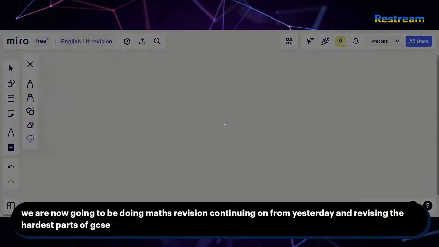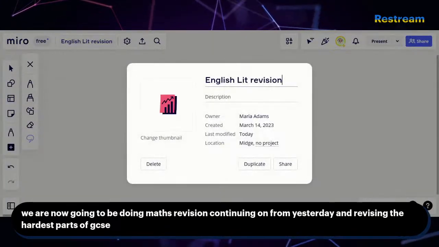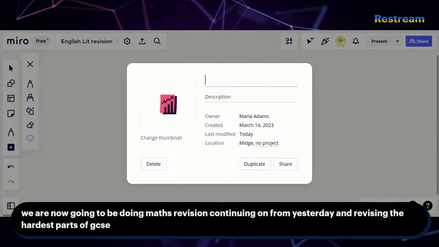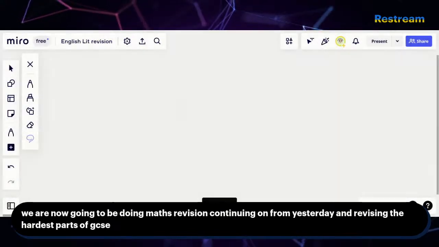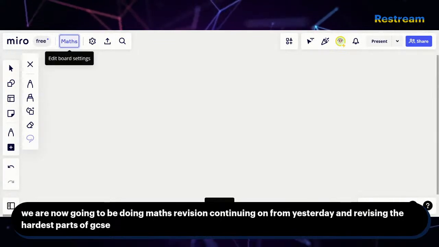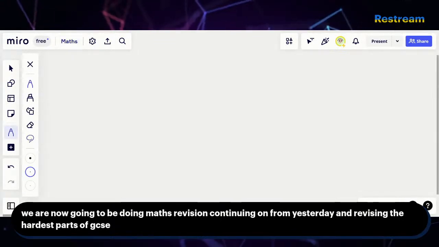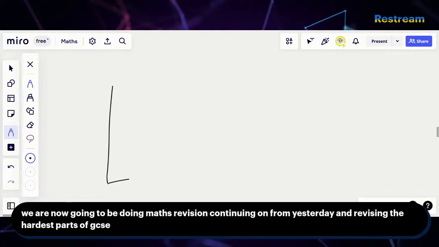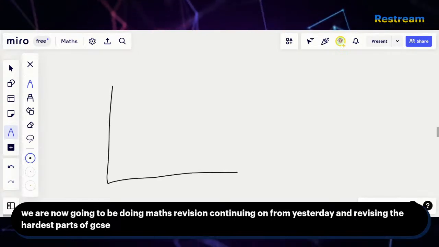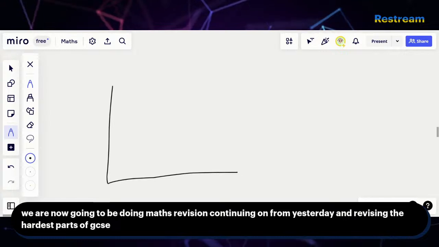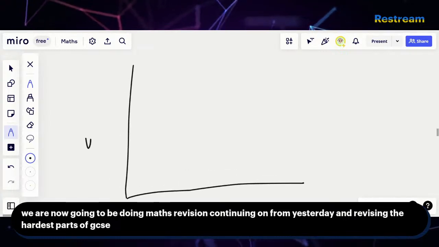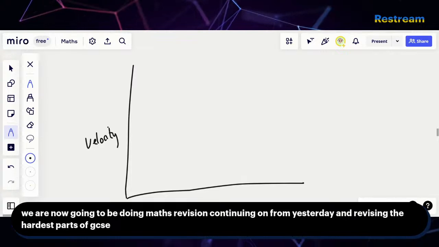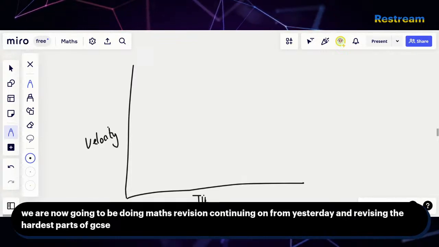So let me just change the title of this. And we're going to start from velocity time graphs, because a lot of people struggle with this. So we know quite well about distance time graphs, but velocity time graphs are a thing that definitely people have issues with. So on a velocity time graph, on the y-axis we have the velocity, and on the x-axis we have the time.